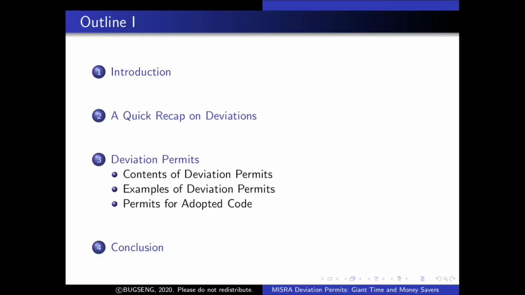Okay, here is the outline. I will go through some introduction to the topic. I will give a quick recap on deviations because deviation permits, of course, have a lot to do with the deviation process. And then I will introduce deviation permits. What's in a deviation permit? Some examples of deviation permits, and I will touch on the topic of permits for adopted code. And at the end, I will draw some conclusions.